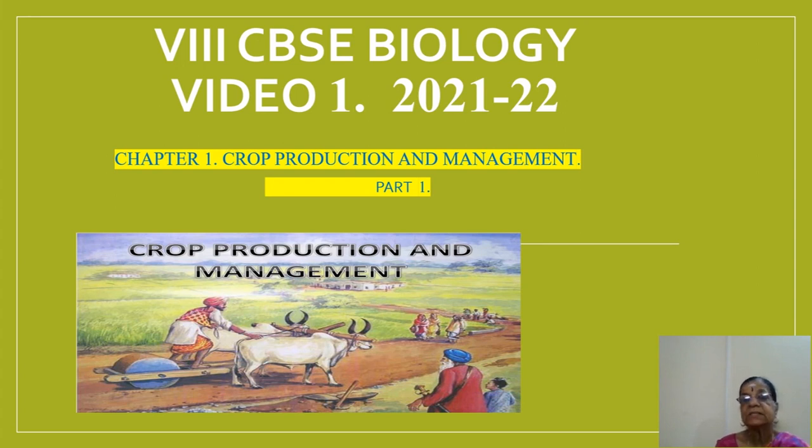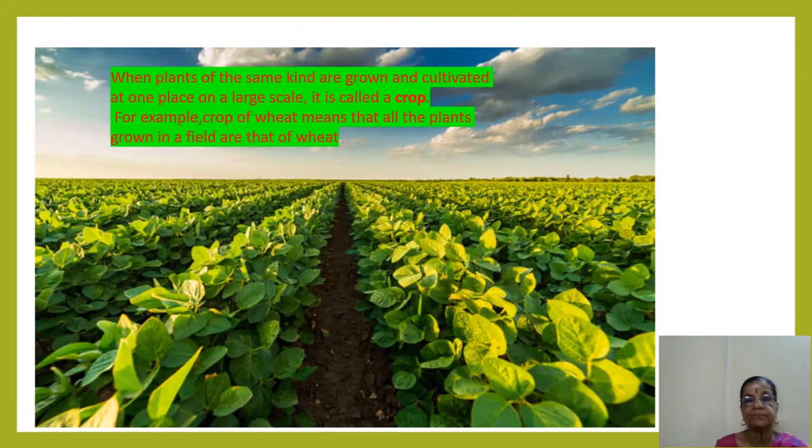Okay. Now here, second one, as crop, what you are seeing here, all those green small plants, they are all of the same type of plant. So when plants of the same kind are grown and cultivated at one place on a large scale, it is called a crop.